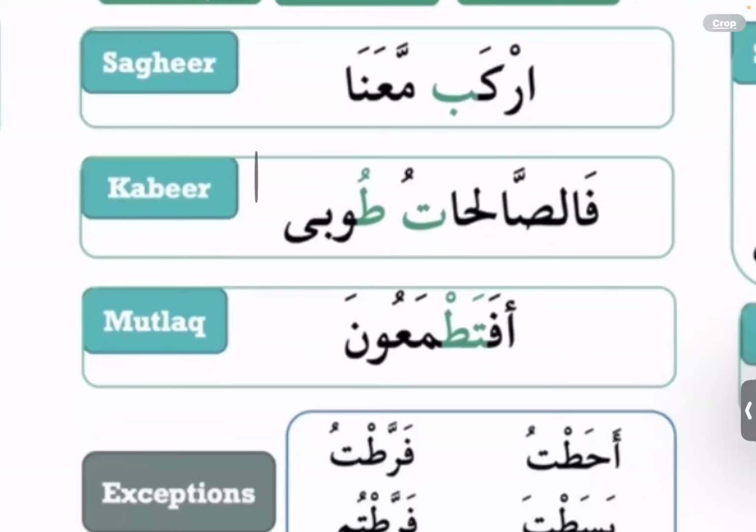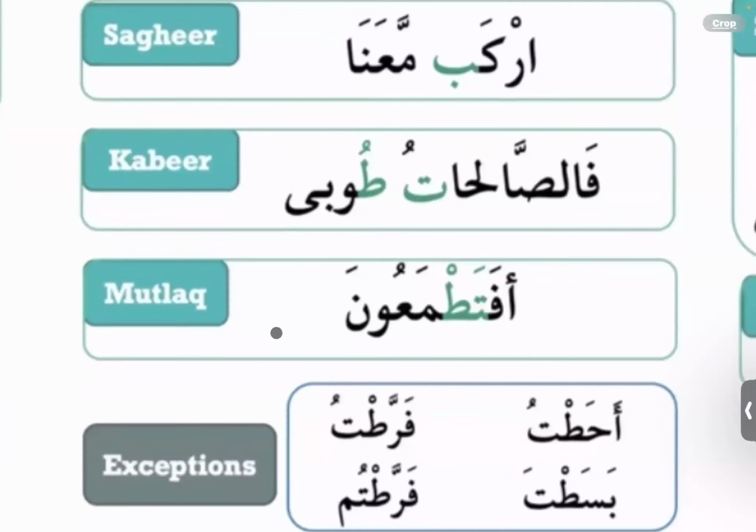And then idgham kabir and idgham mutlaq, not really a thing. Again, they're not really idgham. This is my opinion, by the way. Take it with a grain of salt. But basically, all you need to know is they're not merged into each other. They're two separate entities. This ta has its own vowel. You're not going to pronounce them as one sound. You need to separate the two sounds from each other.